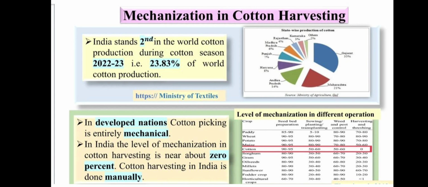So there's a lot of scope in this project, and in developed nations, cotton picking is entirely mechanical. In India, the level of mechanization in cotton harvesting is near about 0% because cotton harvesting in India is done manually. So in this data, the level of mechanization in different operations is shown.